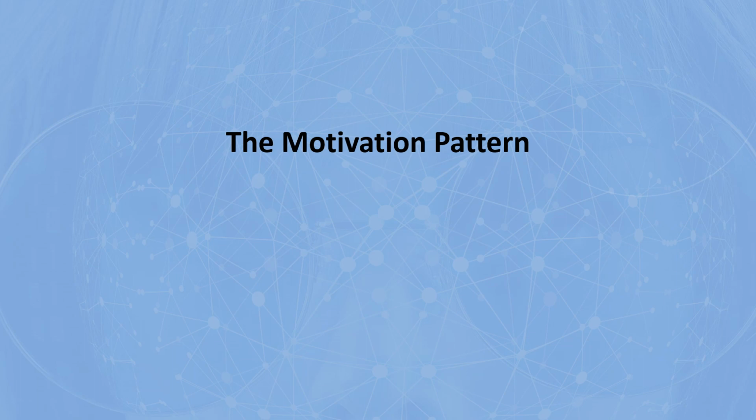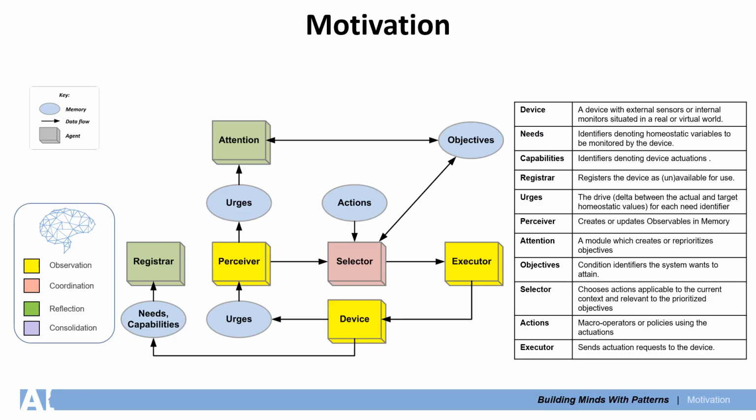So to recap, the motivation pattern uses the needs and capabilities of a device to create or prefer suitable objectives that reduce the urges of the device. Devices have predefined needs and capabilities which can be registered with the cognitive system. The device thereafter forwards urges to a perceiver module, which in turn relays them to an attention module. The attention module creates or reprioritizes objectives that ameliorate the urges. Actions are chosen based on the objectives and sent to the device.